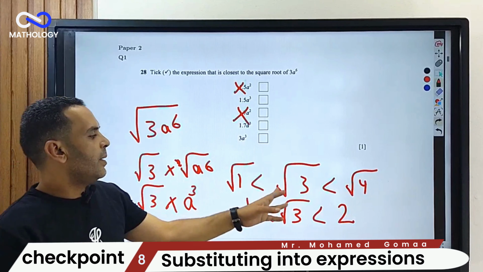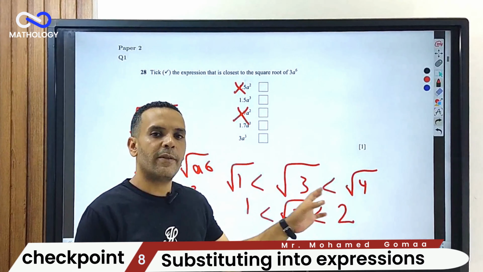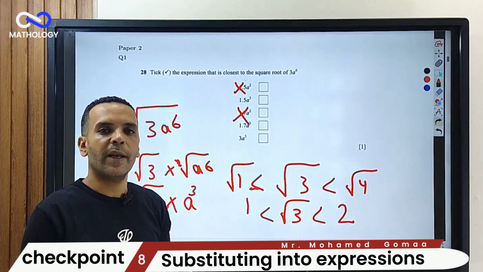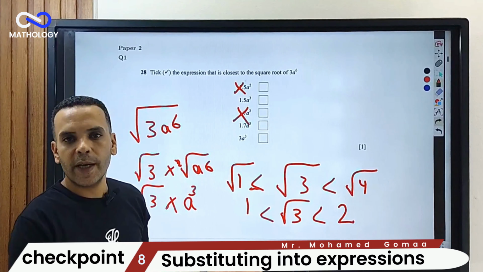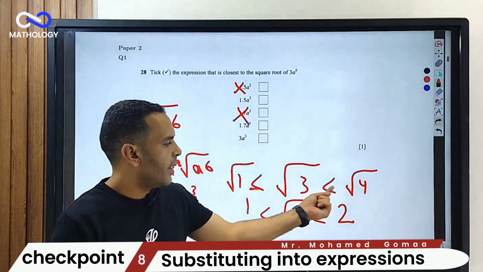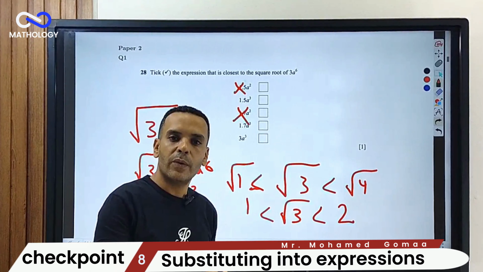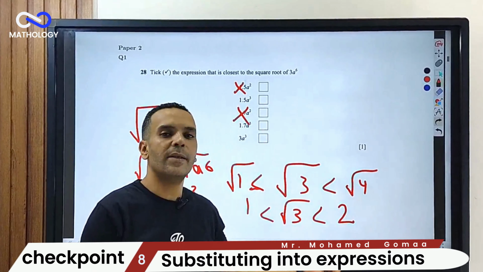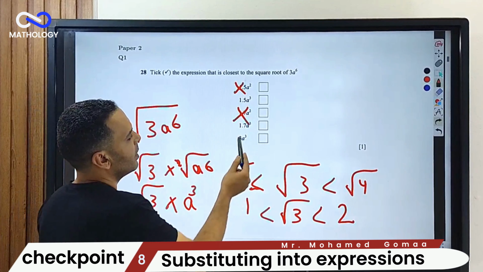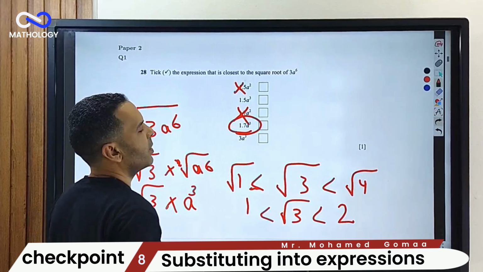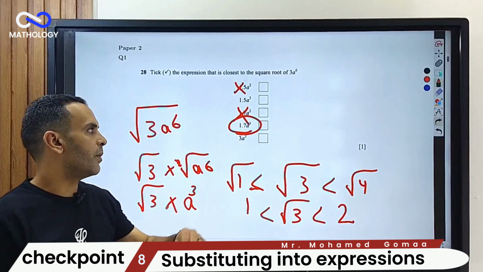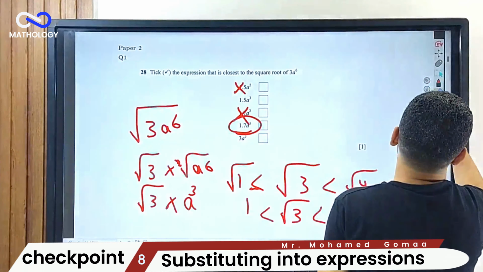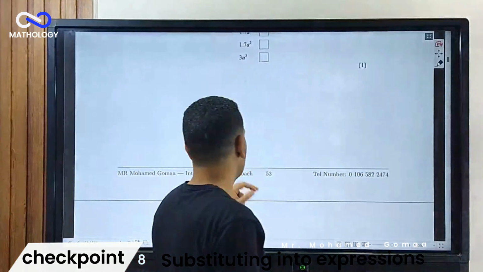But 3 is nearest to 4 than 1. The distance between 3 and 4 is just 1, and the distance between 3 and 1 is 2. So the square root of 3 is nearest to the square root of 4. That means the square root of 3 is nearest to 2, not 1. So we will take 1.7, nearest to 2, then 1.5. 1.7 to the power 3. It's a good question. Goodbye.